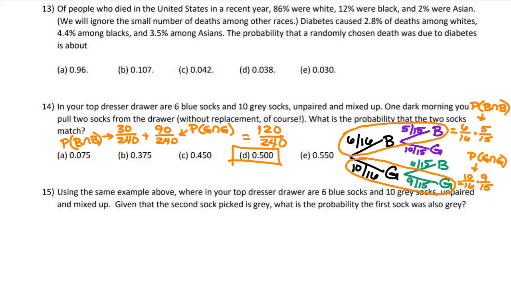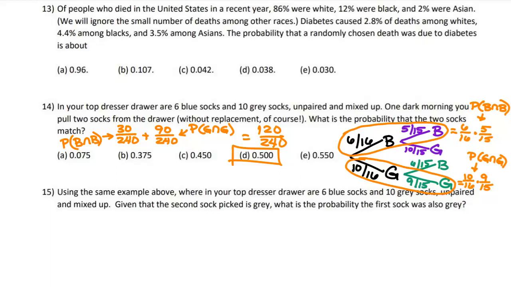How would this be different if the question said, what's the probability that you get mismatched socks? What would I have done differently? You would multiply 6 over 16 and 10 over 15. Yep, I would multiply 6 over 16 and 10 over 15. I would multiply 10 over 16 and 6 over 15, and then I would add those two together, because I either get blue and then gray, or I get gray and then blue.